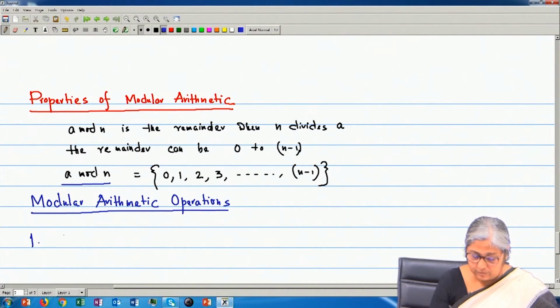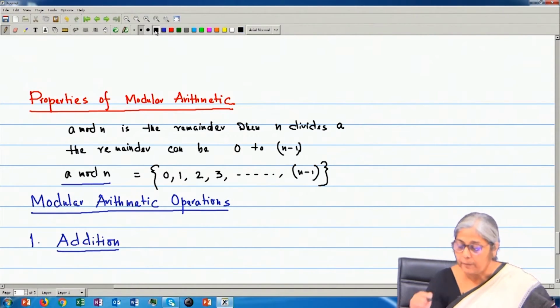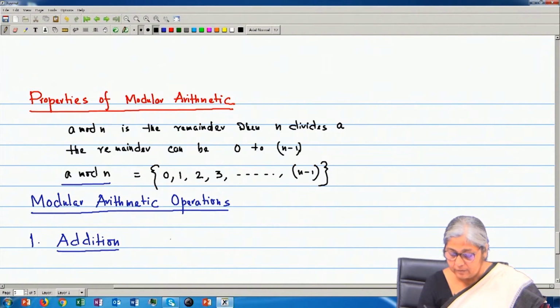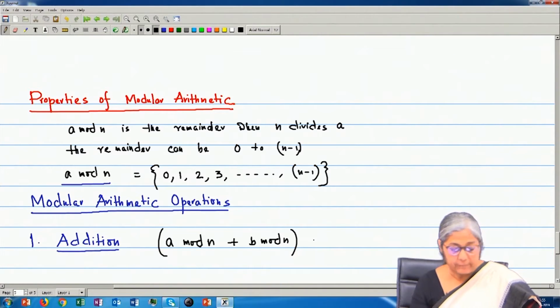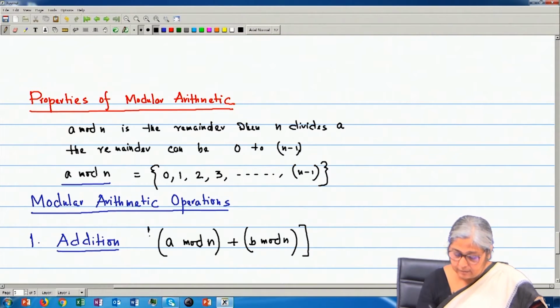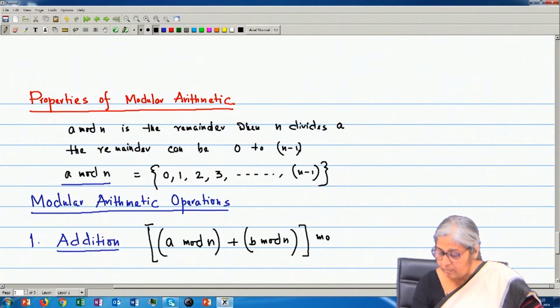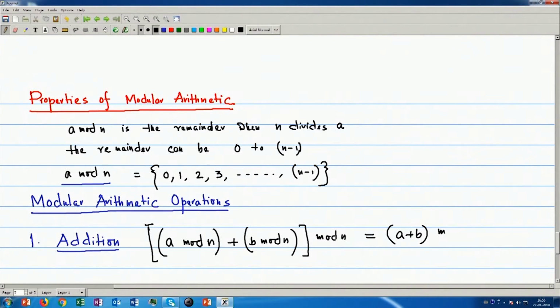First we consider the addition. Addition we can write as a mod n plus b mod n, and then if I again take modulo n, I will get a plus b modulo n.